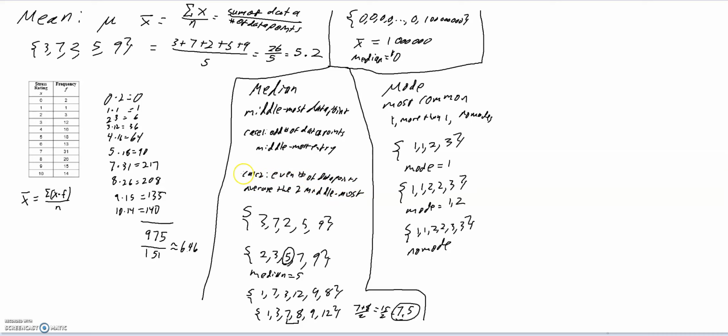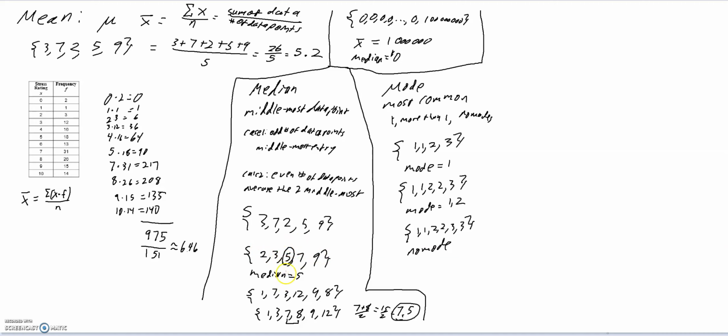Okay? Now, before we determine which are the two middlemost, the first step we always have to take when finding the median is to arrange from least to greatest. Okay? So for this example, 3, 7, 2, 5, 9, the first thing that I do is I arrange it from least to greatest. So the least entry is 2, then 3, then 5, 7, and 9. Since there are an odd number of data points, it's just the one middlemost, in this case, 5.